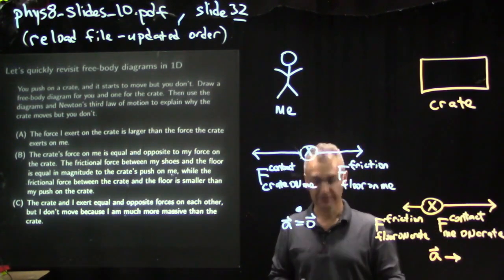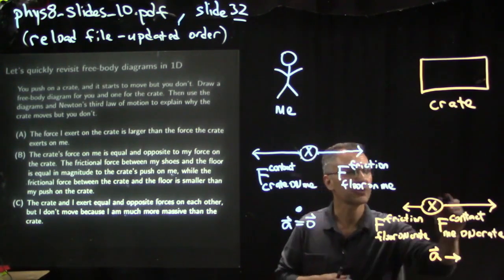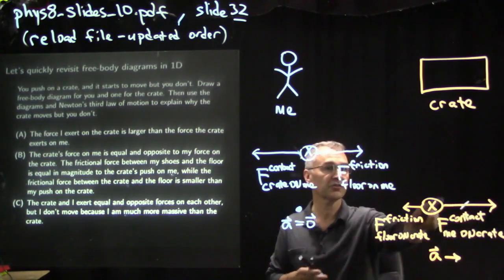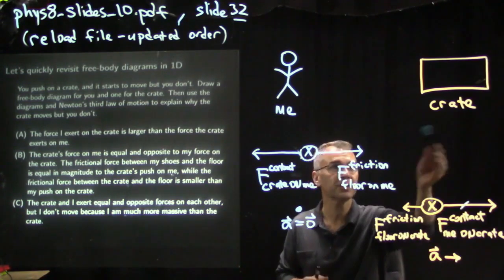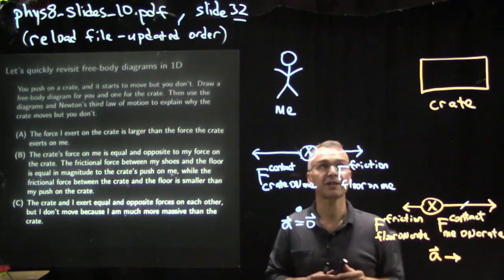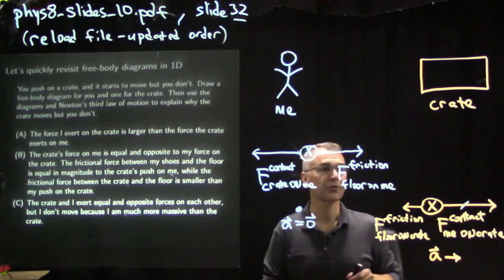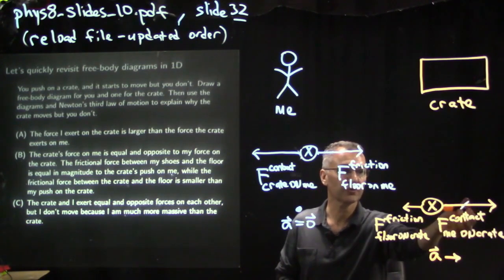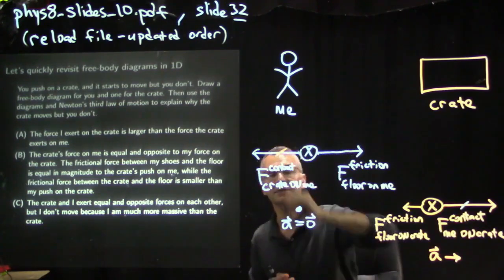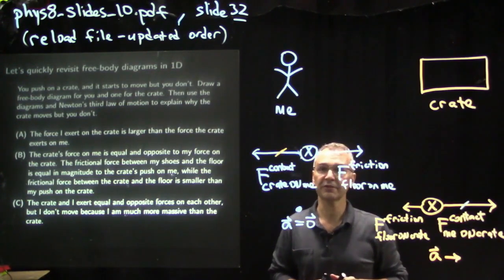I'm going to push on the crate. So my pushing on the crate results in this line. So this is the contact force exerted by me on the crate. So that appears on the free body diagram for the crate, and it points to the right if the crate is to my right. By the way, there is a Newton's third law complement to that force. So if I'm pushing on the crate to the right with a force of this length, then the crate must be pushing back on me with a force to the left, which is of the same length. So that's Newton's third law.